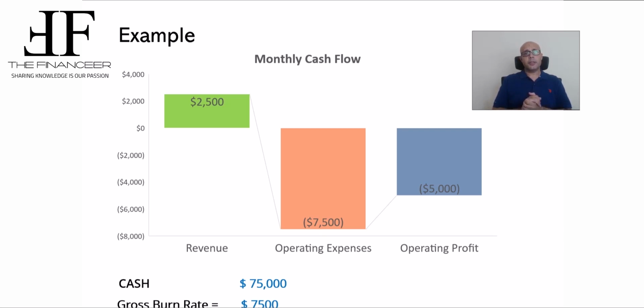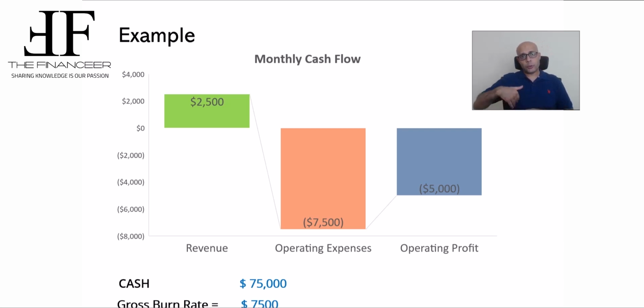Now let's calculate the gross burn rate and the net burn rate on this example. The gross burn rate in this case is your operating expenses, which is 7,500. So you are looking here at the cash outflow without any consideration of inflow coming from the sales or revenue. And regarding the net burn rate, this is the difference between your operating expenses and the cash that you are collecting from the customers, which is $5,000. This is the net burn rate.